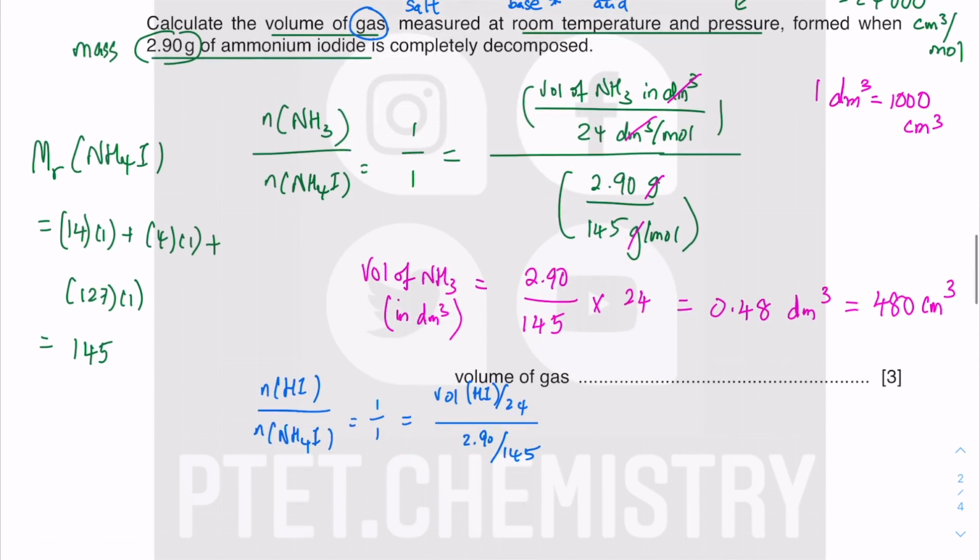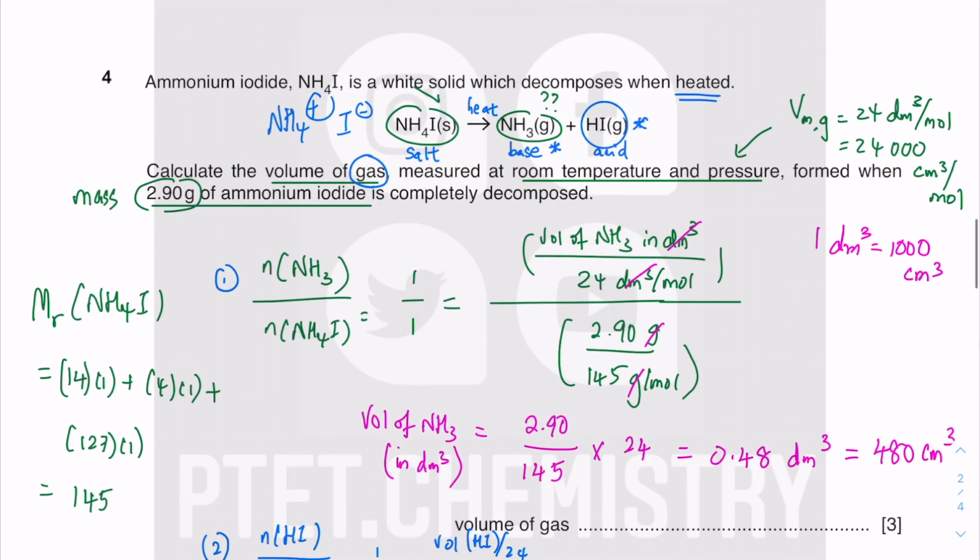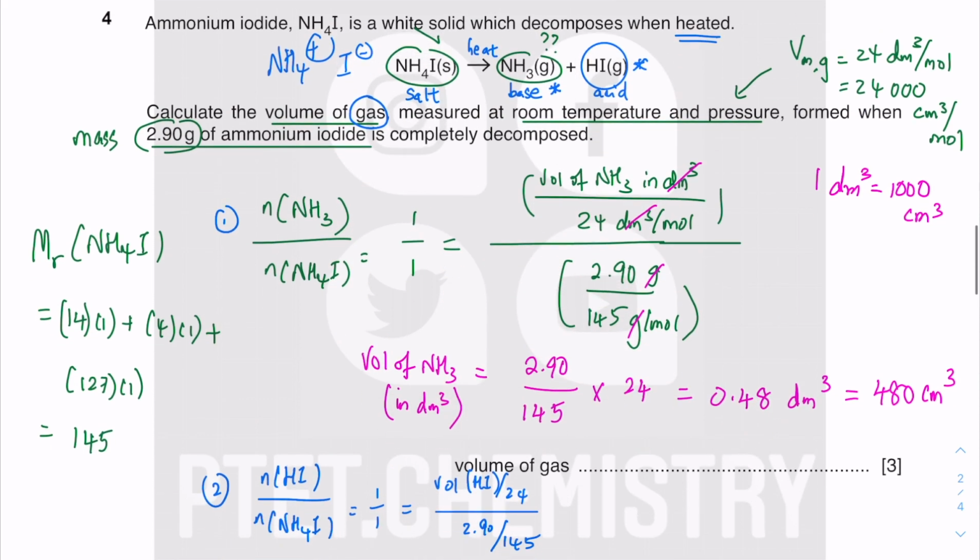So it's really up to you how you're going to do it, I guess. The volume of HI is also going to be 0.48 dm cube, which is equal to 480 cm cube. So that is just one way of doing it, where you do them individually like this. I'll now show you another way of doing it, which is just to combine the mole ratio. So instead of doing it individually like this, what I could have done is, instead of NH3, if I change that to gas, now I'm going to change this to gas.